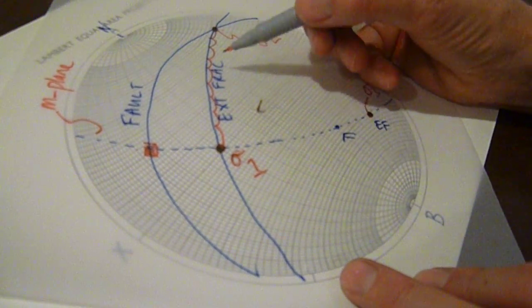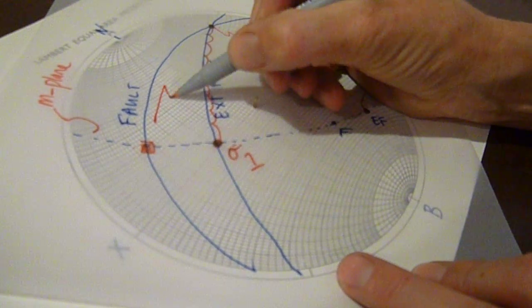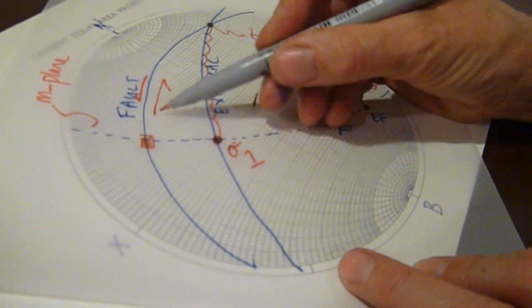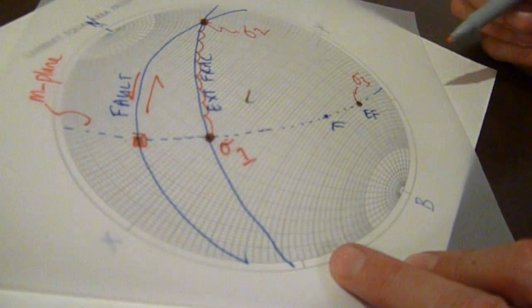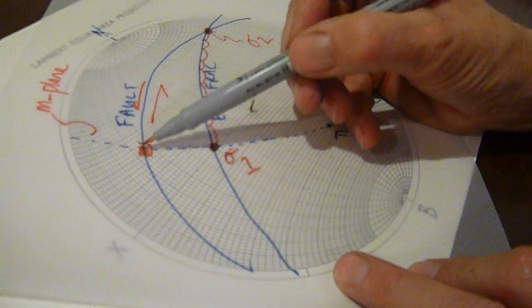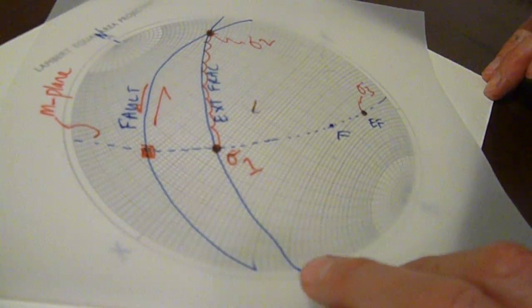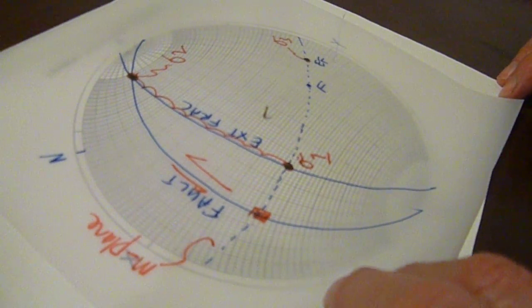Now it's not the extension fracture that has shear on it, but it's the fault, so you can put an arrow on the fault to indicate this wedge moving towards that intersection. Now that will help you in determining the shear on the slip vector. Now I'm just going to move the fault back so that it sits on a great circle.